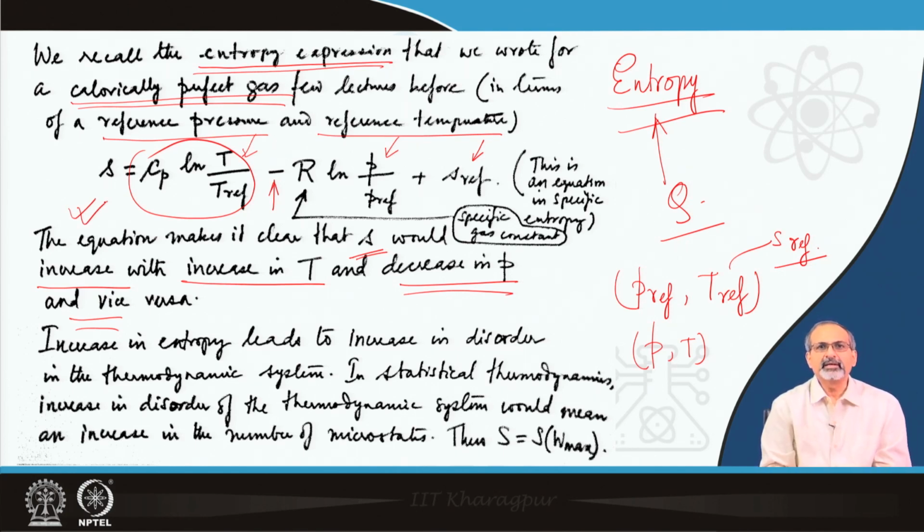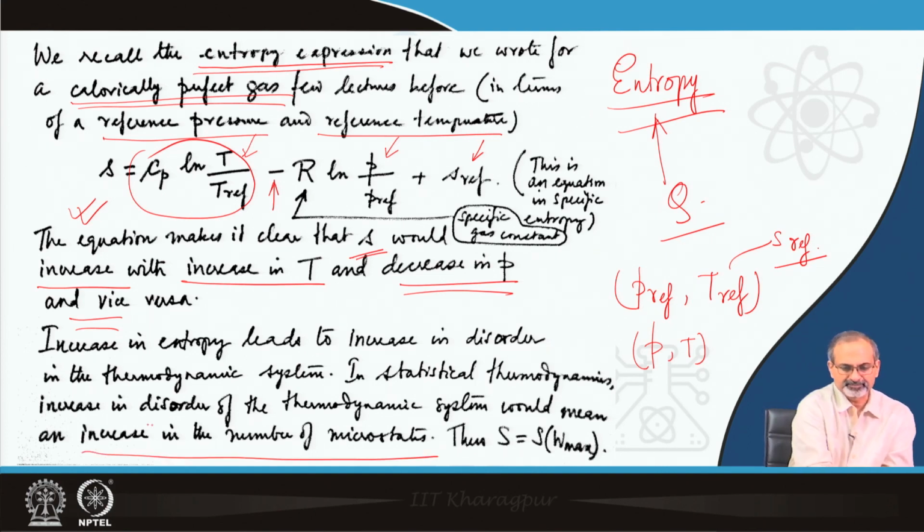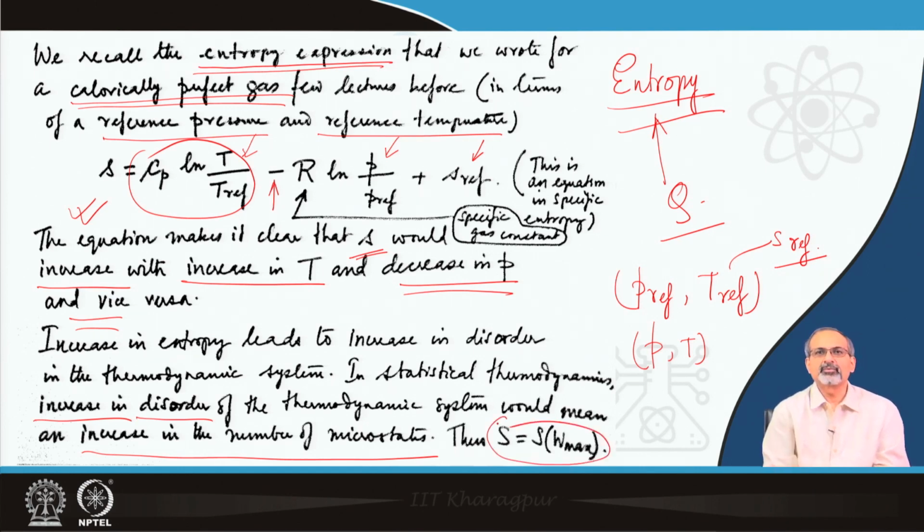Increase in entropy leads to increase in disorder in the thermodynamic system. That is another very important fact. And in statistical thermodynamics, the increase in disorder of the system would mean an increase in the number of microstates, which obviously means that entropy has a functional dependence on the maximum number of microstates.